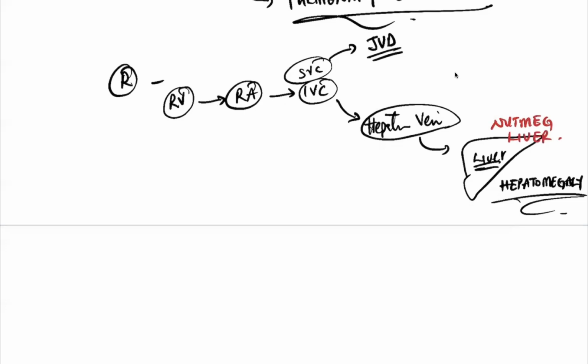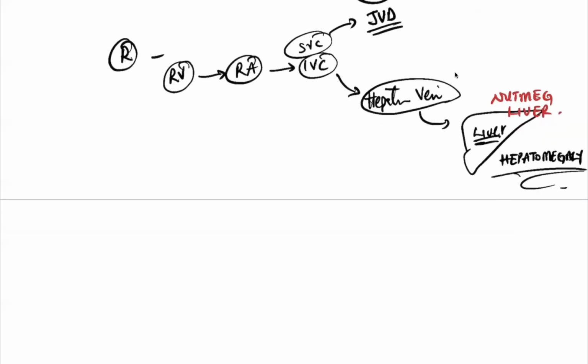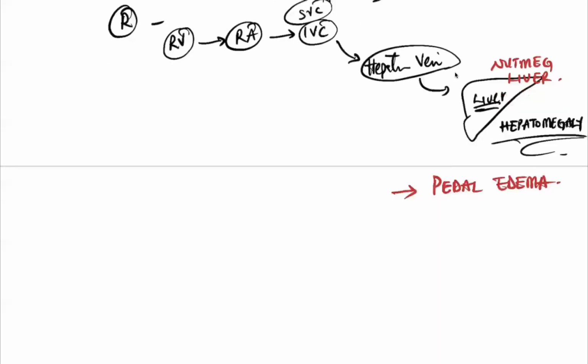Nutmeg liver. This fluid is going to continue to back up into all the areas where you have veins that drain into the portal system or veins that drain into the liver, including the lower limb. This is how people get pedal edema. How do people get pedal edema? They have fluid backing up to the lower limbs, the fluid accumulates, and then the lower limbs swell, pedal edema.